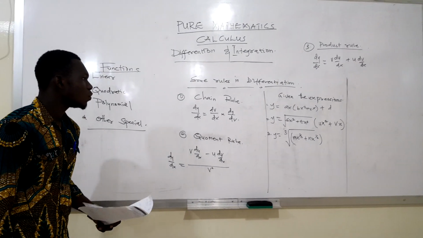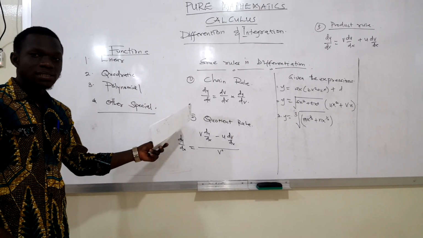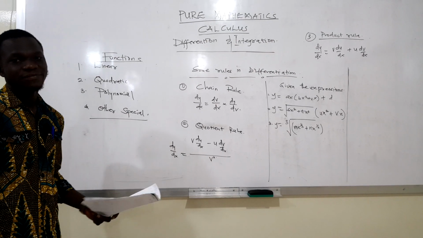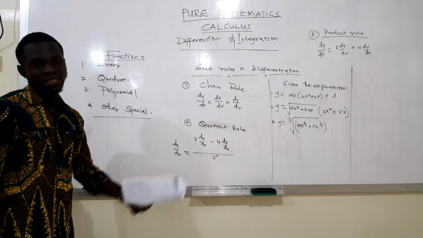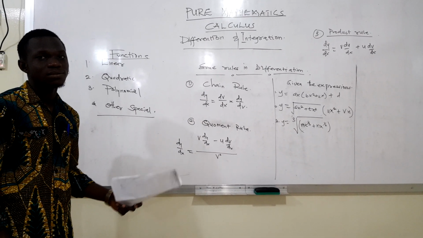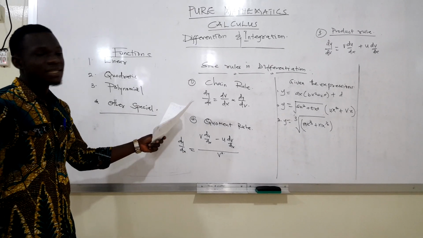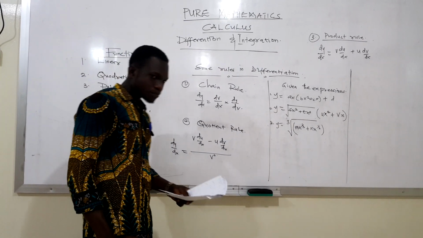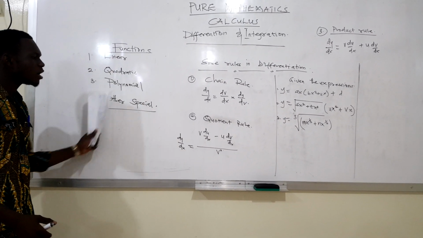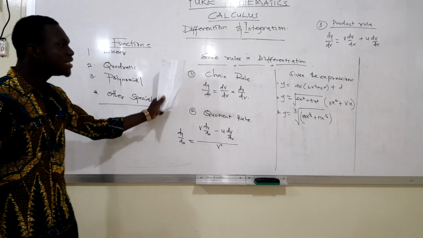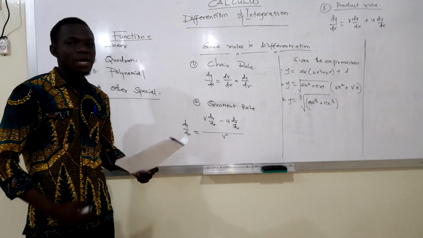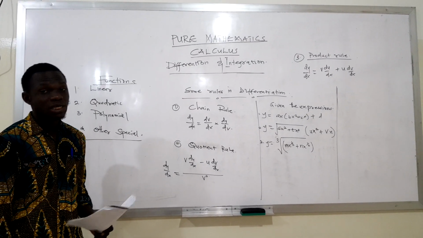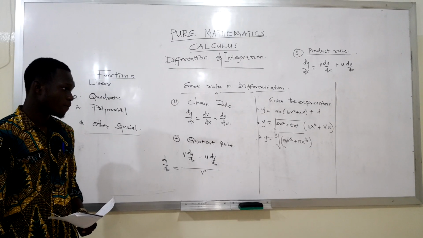Yes, so I started with differentiation and integration in couples, and we are still on differentiation. There are some rules in differentiation that I want us to tackle. Now, we're going to talk about the chain rule, the quotient rule, as well as the product rule. There are some special functions, and we need these rules to aid us in finding the derivative of those special expressions.